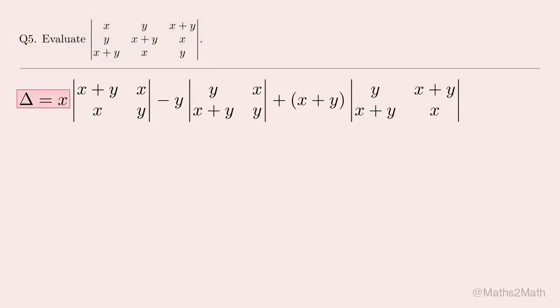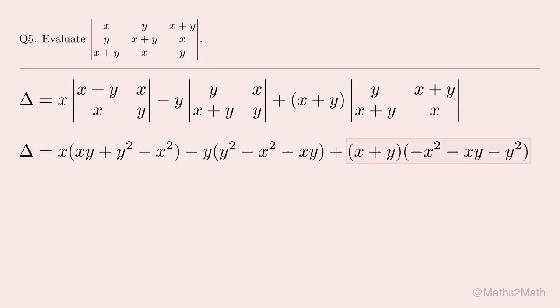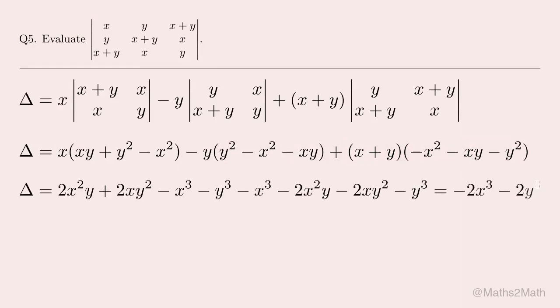Expand along the first row. Evaluate the 3 minors. Multiply everything out and collect. The mixed terms cancel in pairs. Factor out -2 for the tidy final form.